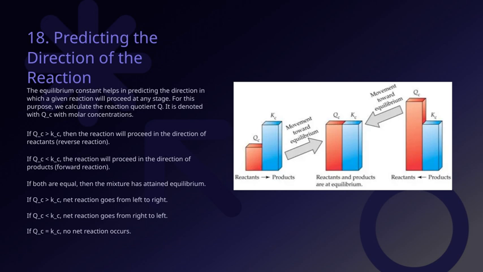It's important to remember that these relationships help us predict how a reaction will behave at any point. If Qc is less than Kc, the reaction will go forward, producing more products. If Qc is greater than Kc, it will reverse, producing more reactants. This is where the equilibrium constant really helps us. It provides a benchmark to predict the reaction's direction based on the current concentrations. To do that, we calculate the reaction quotient, Q, specifically the molar concentrations denoted as Qc. This allows us to understand and anticipate how the reaction will proceed at any given stage in the process.